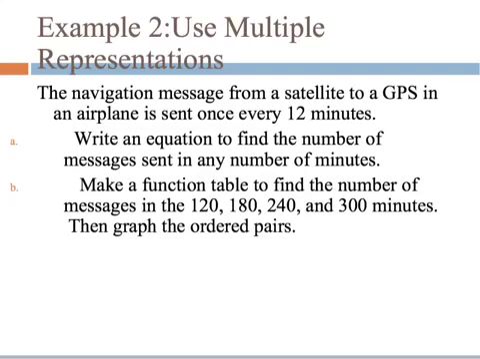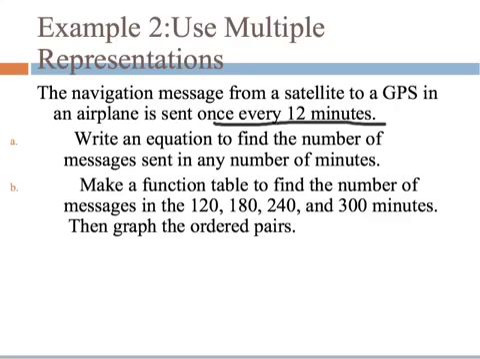Our next example has 2 parts. We're going to use multiple representations, so we'll take it one part at a time. Let's first look over both parts. The navigation message from a satellite to GPS in an airplane is sent once every 12 minutes. Write an equation to find the number of messages sent in any number of minutes, and then make a function table to find the number of messages in 120, 180, 240, and 300 minutes. Then we're going to graph those ordered pairs.